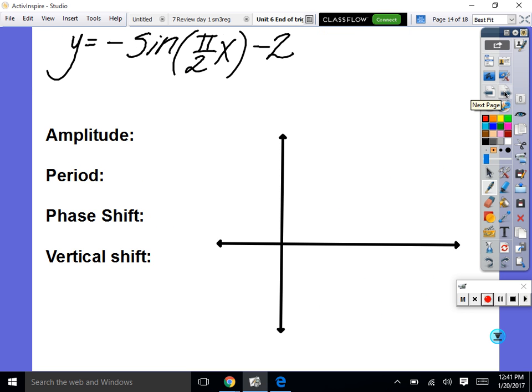Actually this one's good. This is a lot. Okay, so last graphing one, here we go. Our amplitude is 1. Don't say negative 1 on the test.